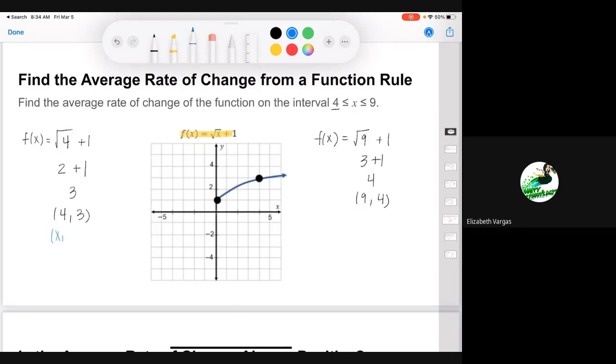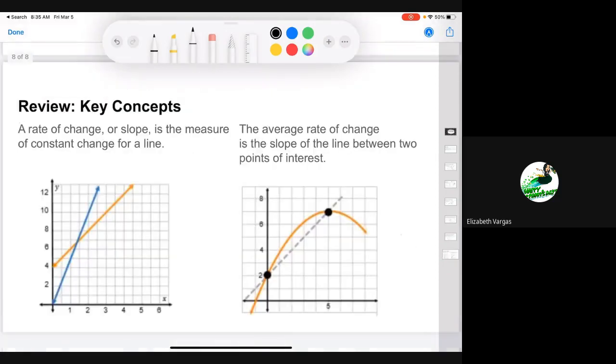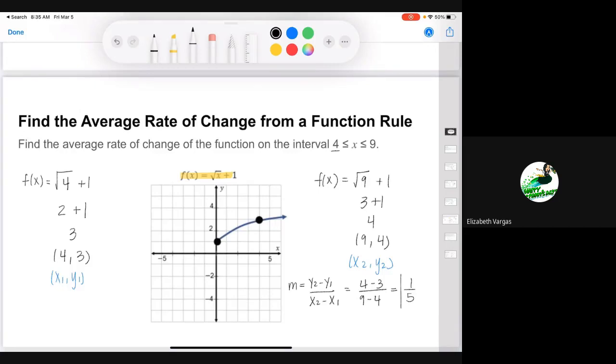So let me identify this is my x1, my y1, my x2, my y2. My equation for rate of change is m is equal to y2 minus y1 over x2 minus x1. And now I just plug those in. So 4 minus 3 and 9 minus 4. Subtract across: 1 over 5. You can't simplify that any further. And so my average rate of change is 1 over 5.